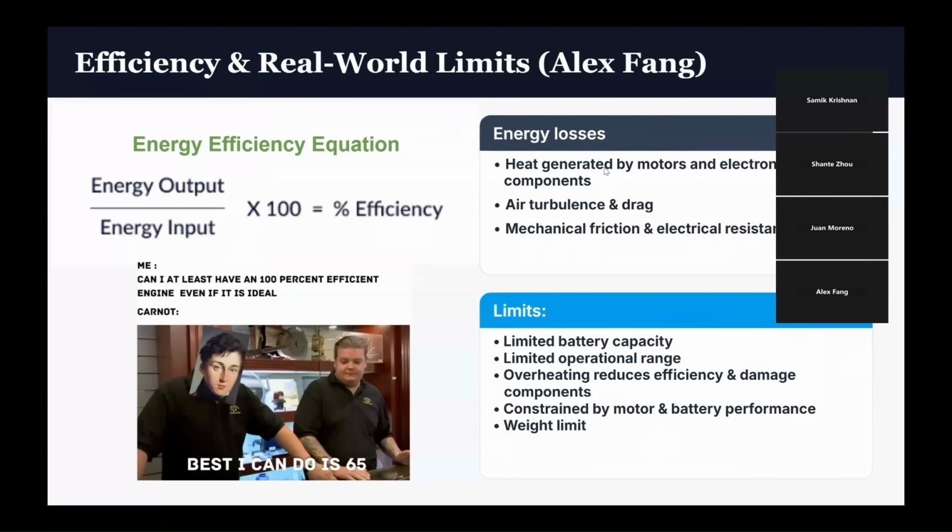Okay, so efficiency equals energy output divided by energy input. And here are some examples of energy losses and operational limits.